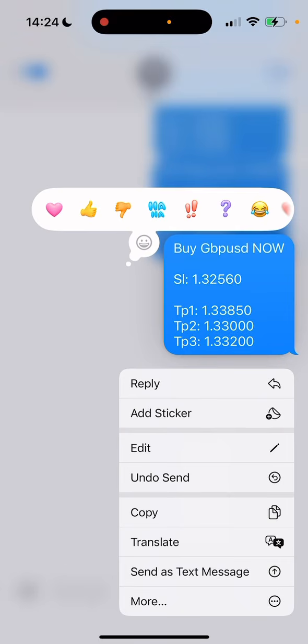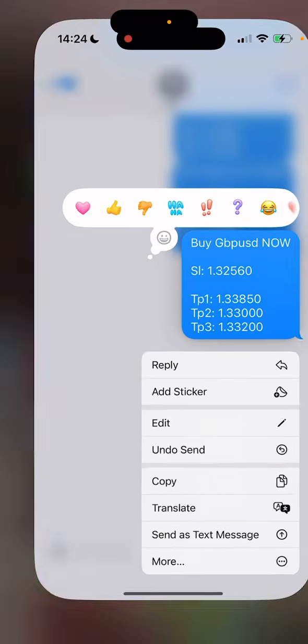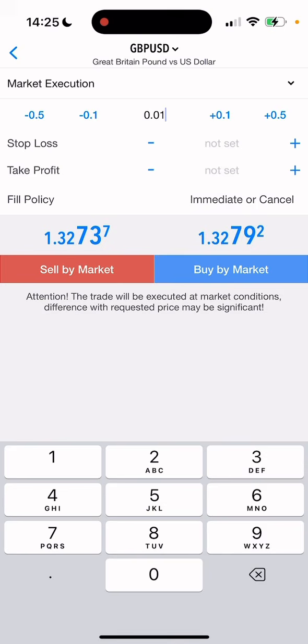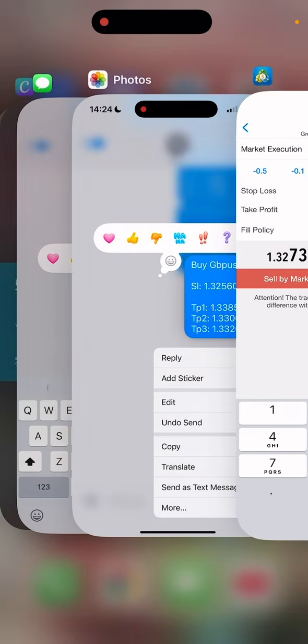Why? Because this type of trade is time sensitive. The price of the market is always moving, so you want to make sure that you enter at the time that they're telling you to buy, right? So now they said buy now. What do I do? You see this sell by market, buy by market. That is what is going to allow us to buy instantly, and that is what they call instant execution or market execution. So let's go and put our TP.